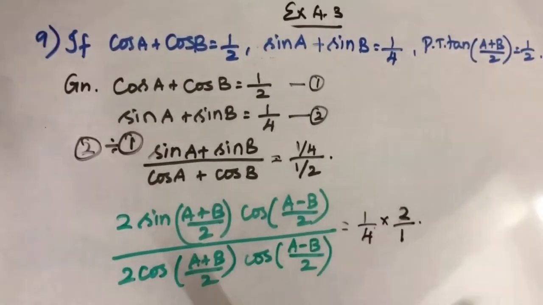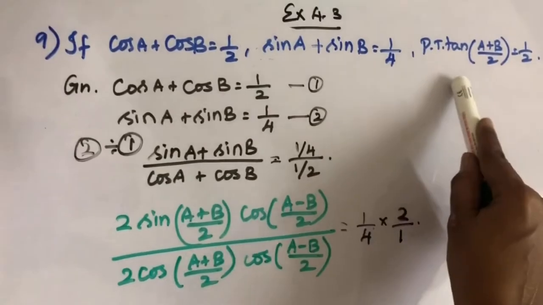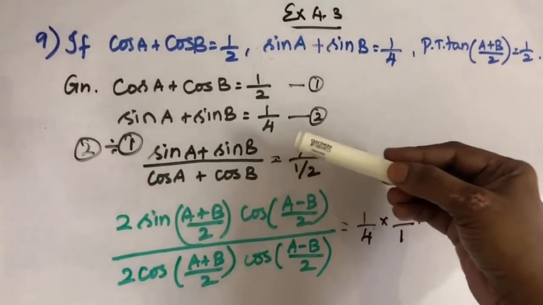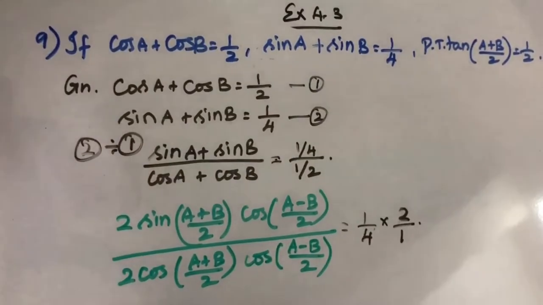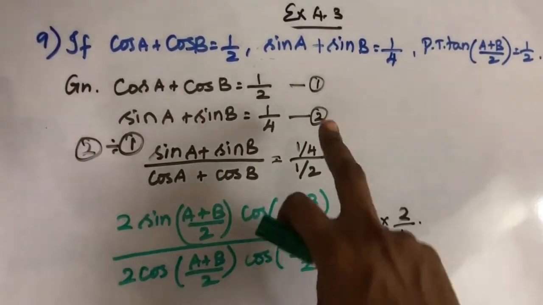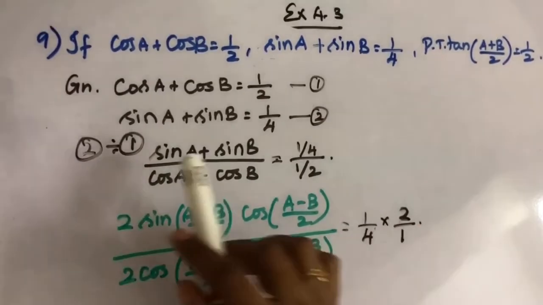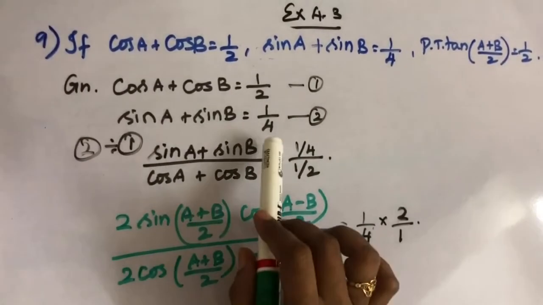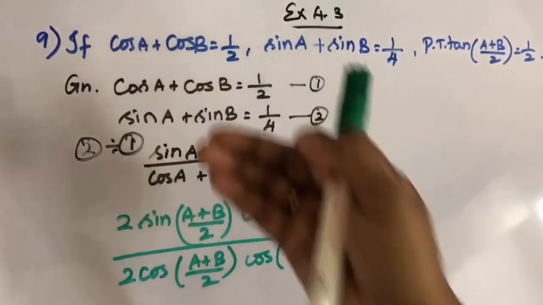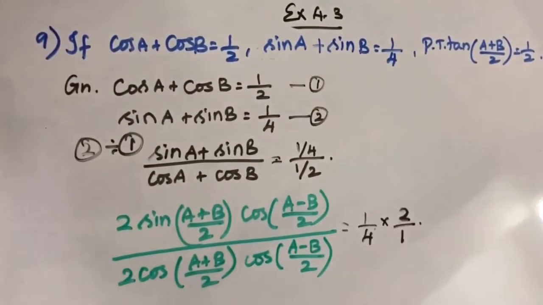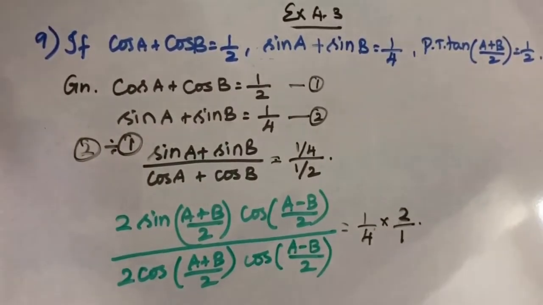To find that, we are going to divide these two given equations, since tan is sin by cos. So I am dividing equation 2 by equation 1. That is (sin A plus sin B) divided by (cos A plus cos B). If we divide the left hand side, then we have to divide the right hand side also. So it is equal to 1 by 4 divided by 1 by 2.